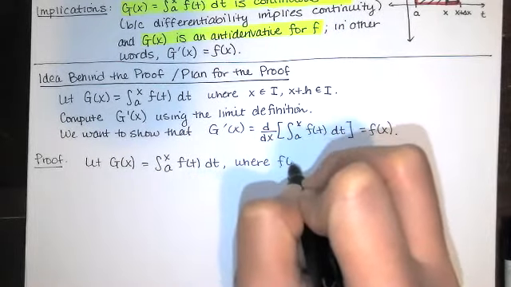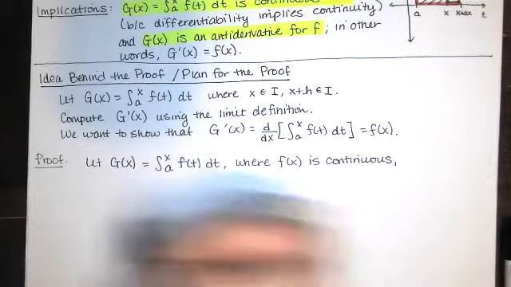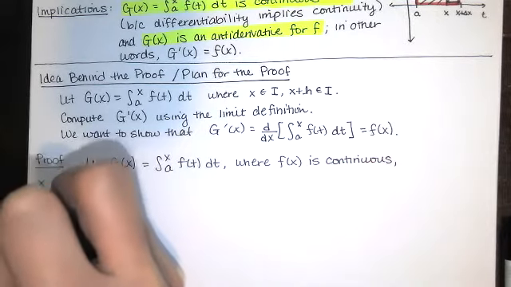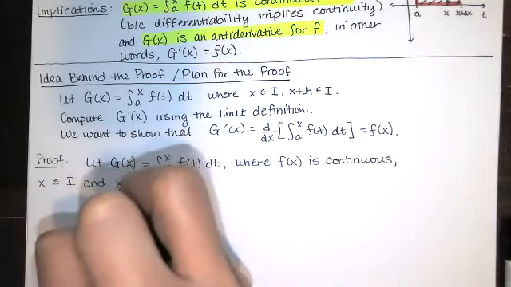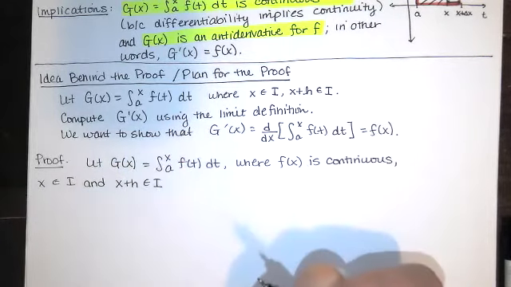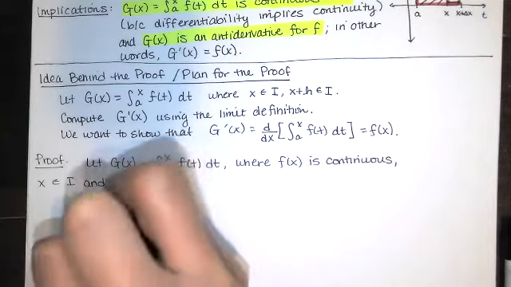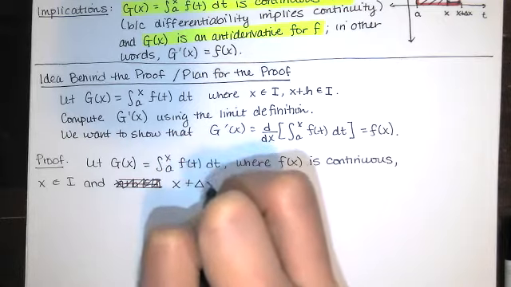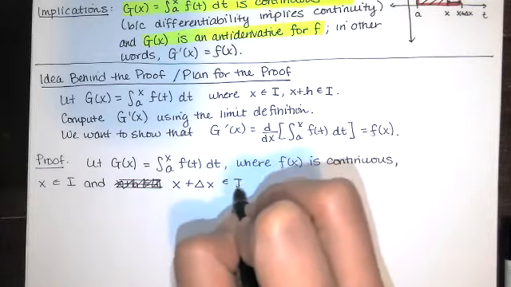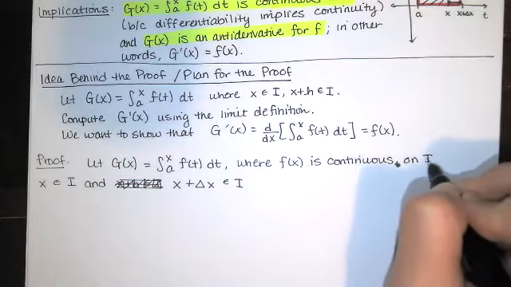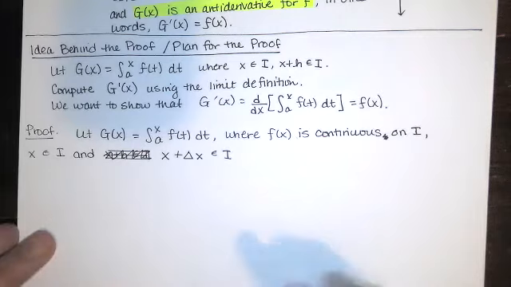So this is where f of x is continuous, and x is in the interval I. That just means x is in that interval, and x plus h is also in that interval. Or maybe we should use x plus delta x. I think that's the one we used in this class. X plus h and x plus delta x are the same thing. So f is continuous on the interval I, x is in I, and x plus delta x is also in I.